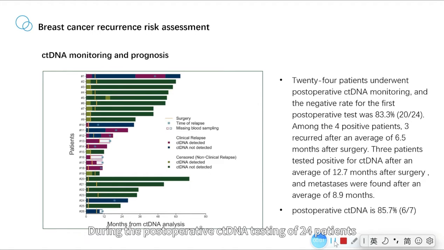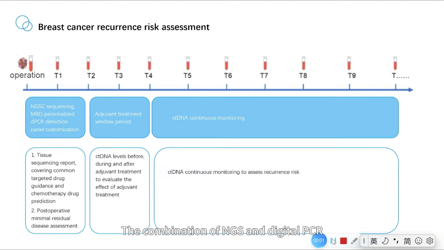During postoperative ctDNA testing of 24 patients, the negative rate of the first test was about 83.3%. Among the 4 positive patients, 3 experienced recurrence, an average of 6.5 months after surgery. Among the patients who tested negative the first time, 3 became positive about 7 months after surgery on average. Metastasis occurred 8.9 months later. The positive predictive rate of ctDNA after surgery was about 85.7%.